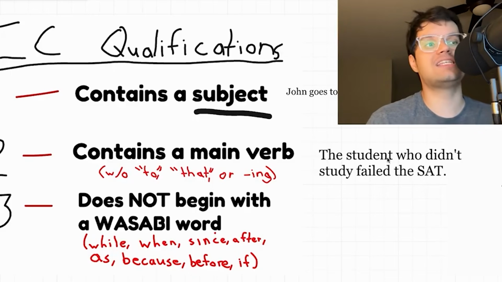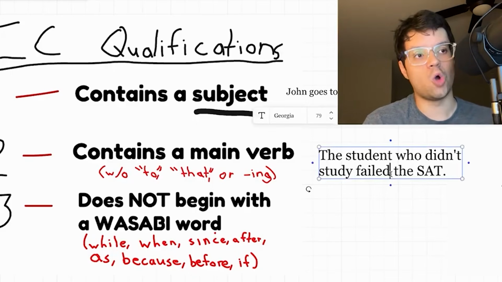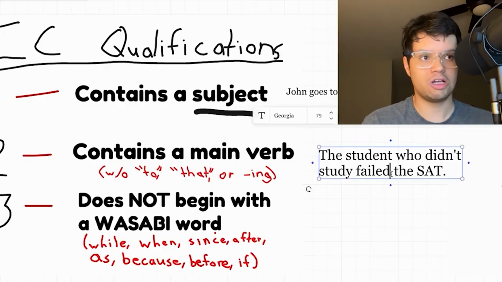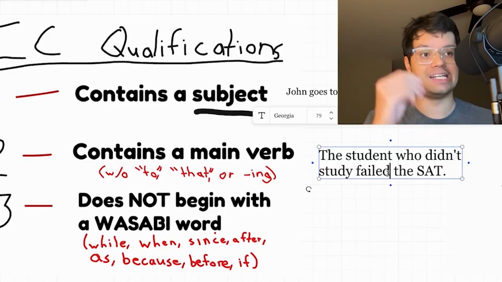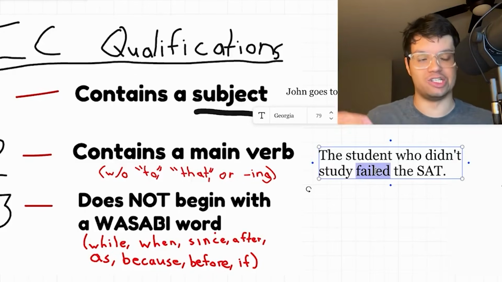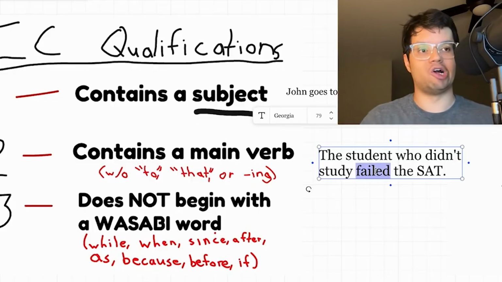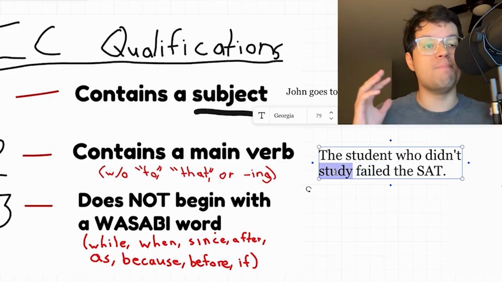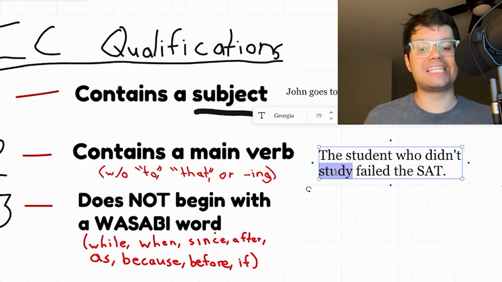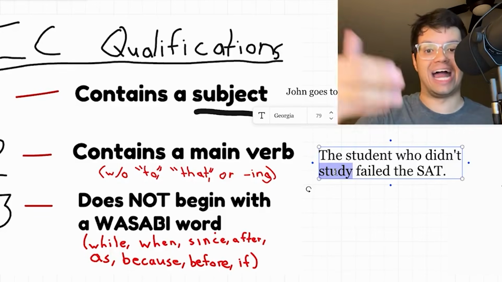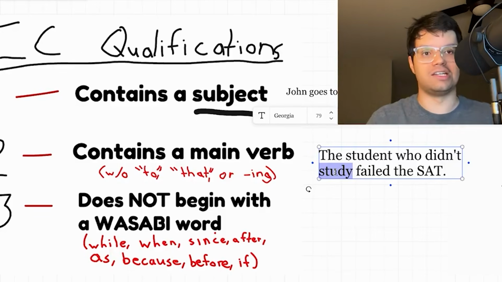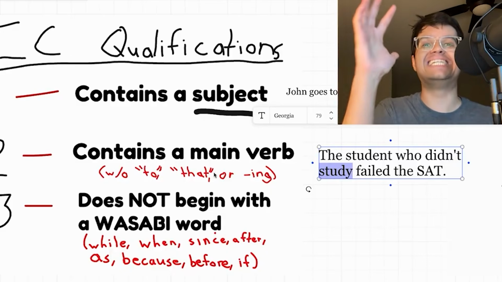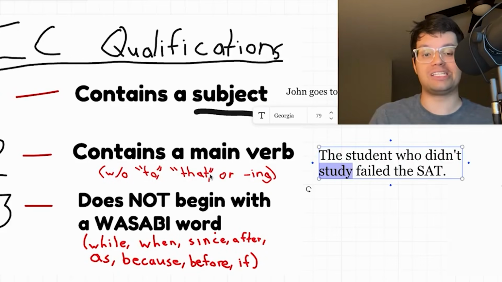So in a sentence like this, the student who didn't study failed the SAT, what would be the main verb here? Well, the main action of the sentence is failed. That's what happened to the student. The student failed, that was really bad, etc. But we also have another verb here, which is study. But that's not the main verb of the sentence because that's just an extra piece of information you're adding. It's not the main action of the sentence. But the thing with independent clauses is it just has to contain a main verb. As long as there's just one main verb, then you're fine. It counts for the second rule.